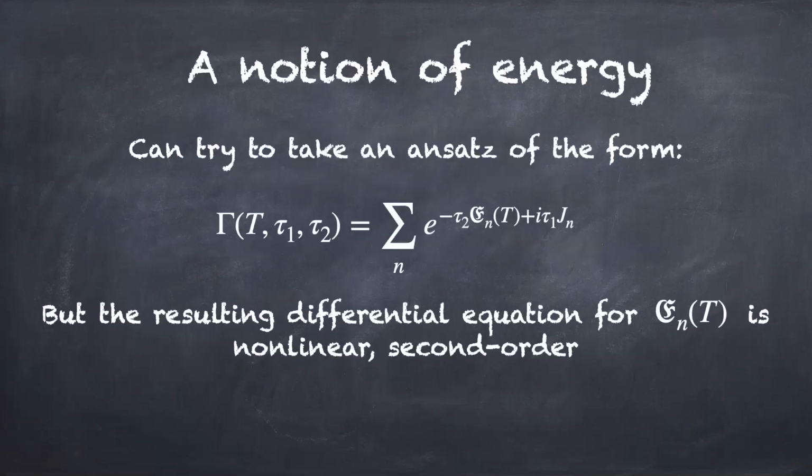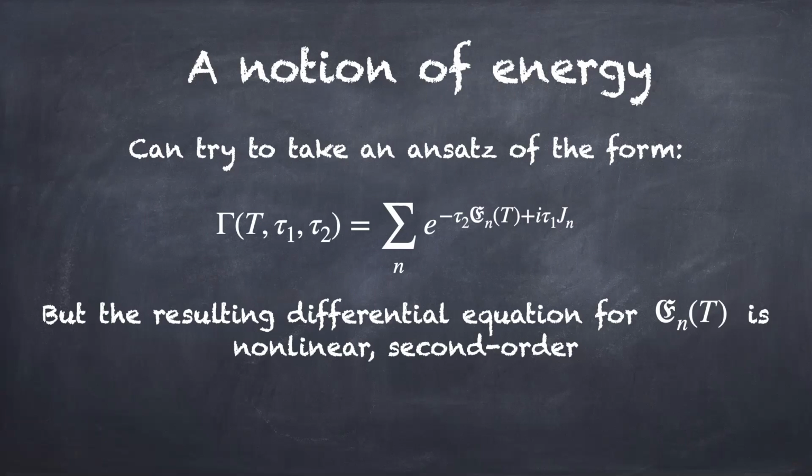It's worth asking whether there's a concrete notion of energy in this system, whether we can study the thermodynamics, and whether changing boundary conditions has a sensible effect on the thermodynamics. So what we could try to do is just take an ansatz to solve the differential equation, which takes the form of a sum over energy levels with some energy conjugate to tau2, the effective inverse temperature, and some angular momentum contribution, which we expect to be left unaffected from the structure of the kernel.